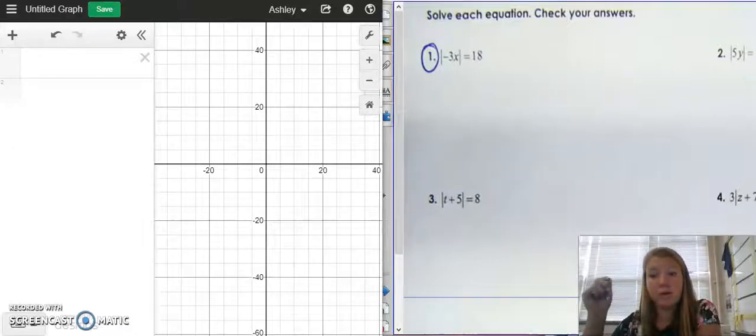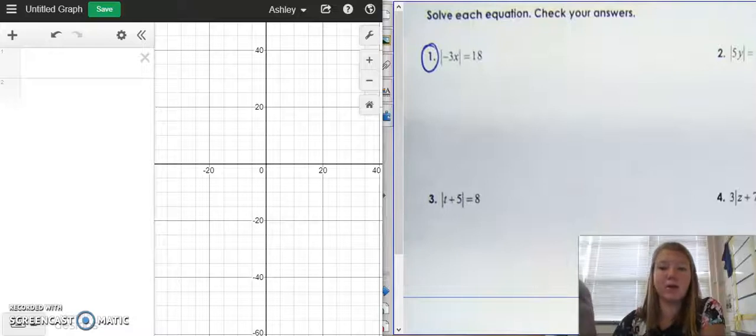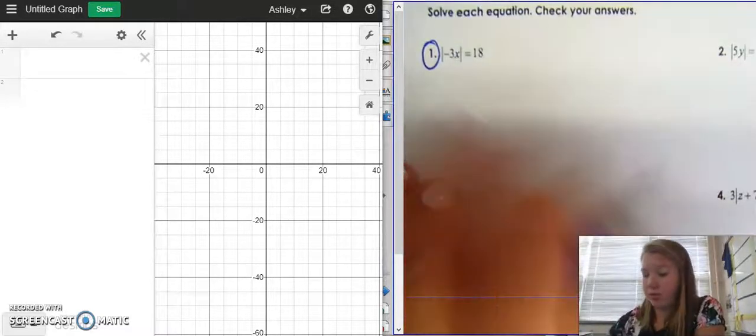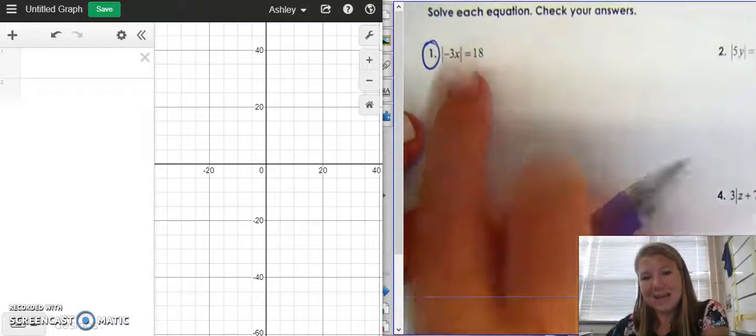In the last video, I taught you how to solve absolute value equations by hand. This video is all about finding the solutions to an absolute value equation by using just Desmos. So you don't have to do any work by hand except for getting everything in the equation on one side. So to make this work, if we're looking at number 1 on this sheet, we're going to subtract 18.